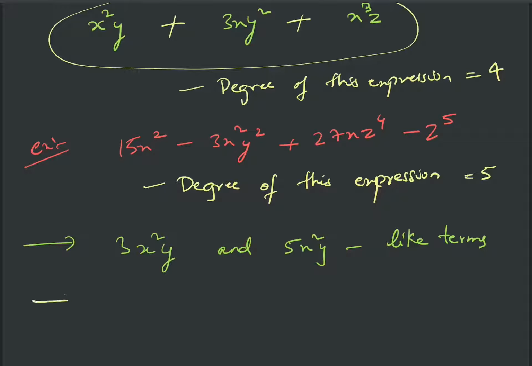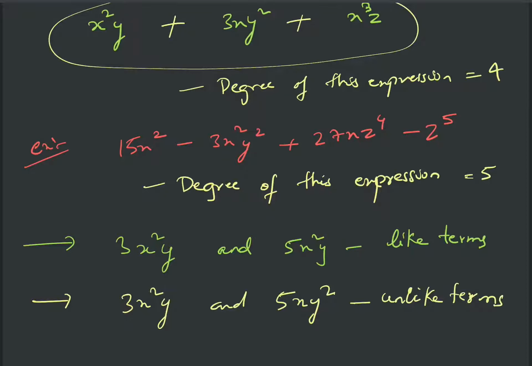But say if I take an example of unlike terms, for example 3x square y and 5xy square, these are unlike terms, because x square y and xy square are completely unlike terms. So like terms means what? The variables should be same and the power of each corresponding variable also should be same. So here the variables are x and y, and the power of x is 2, power of y is 1 in both. So these two terms are like terms. And here the variables are x and y, but the corresponding powers of x and y, that are 2 and 1, are different, not equal. So then these are unlike terms.